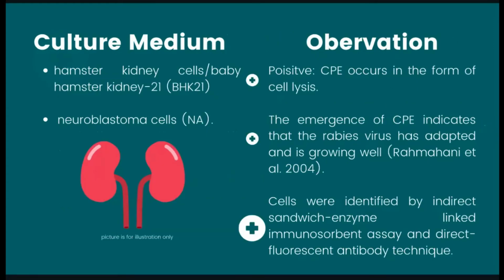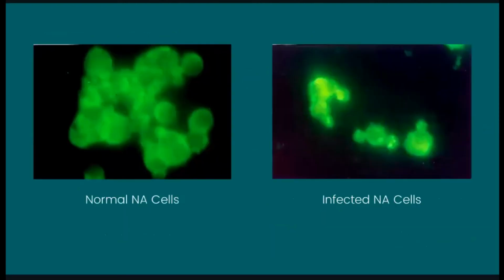The culture medium used in this method is hamster kidney cells, or PHK21, and neuroblastoma cells. If the result is positive, the CPE occurs in the form of cell lysis. The emergence of CPE indicates that the rabies virus has adapted and is growing well. To prove the presence of rabies virus, identification was carried out by serological tests, namely indirect sandwich enzyme-linked immunosorbent assay and direct fluorescence antibody technique. This is the picture of normal NS cells and infected NS cells.